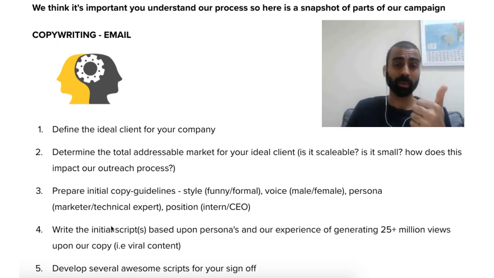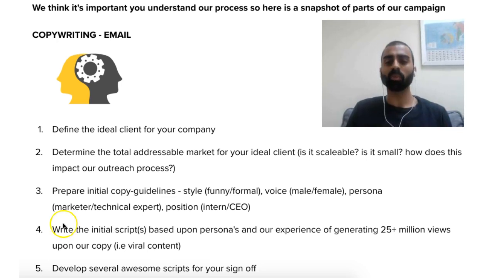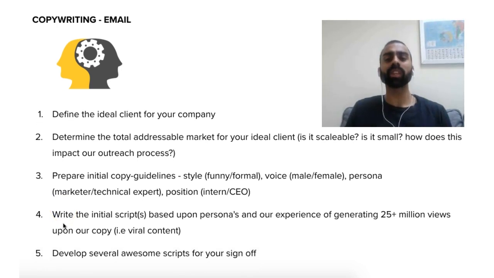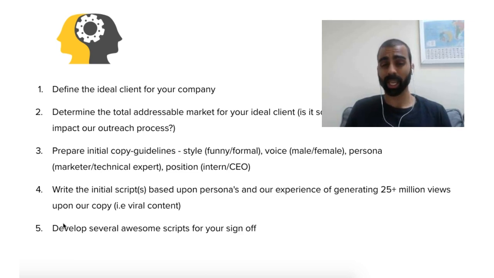Is it going to be female? Is it going to be male? What is an appropriate job title? What can we write in terms of titles that are disarming? Does anyone like to be approached by a sales manager? What's the perception? So once you begin to factor in all of these spaces, right, total addressable market, the expected profile or persona of someone that they'll respond to, the pattern interrupts that make sense, you can then begin to ultimately write these initial scripts.